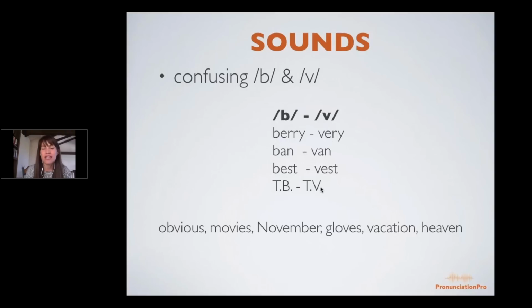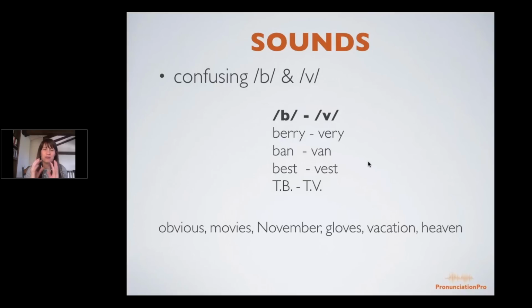So say these V words for me, and then I'll have you read these two. Very, van, vest, TV. Obvious, movies, November, gloves, vacation, and heaven. Yes, there you go. So that good contact of your teeth on your bottom lip is going to make all the difference in whether it's going to sound like a B sound or that V. Okay? All right. Good job, Claudia. I appreciate it. Thank you.